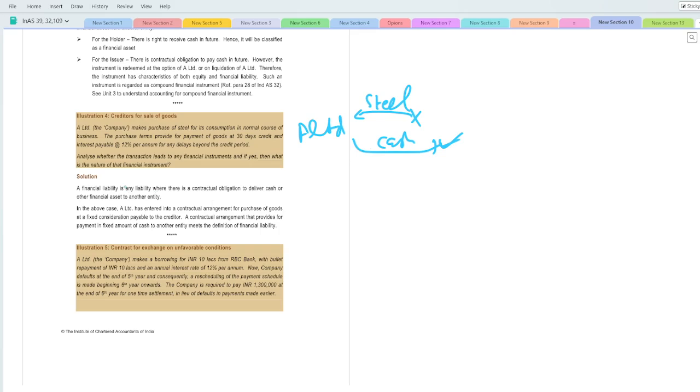In the future you need to pay the cash. A financial liability is any liability where there is a contractual obligation to deliver cash or another financial asset. The other financial asset is your equity. Here A Limited is not delivering any equity, so that does not apply. Only the first one applies, delivering the cash. So in the above case, A Limited has entered into a contractual arrangement for the purchase of goods at a fixed consideration payable to the creditor. A contractual arrangement that provides for payment of a fixed amount in cash to another entity meets the definition of a financial liability.